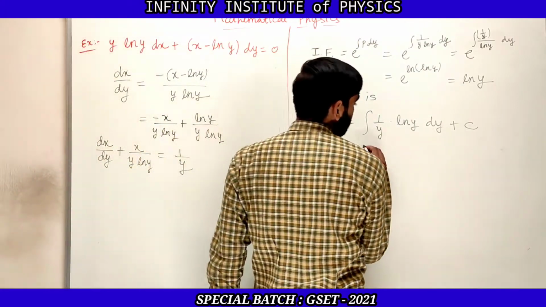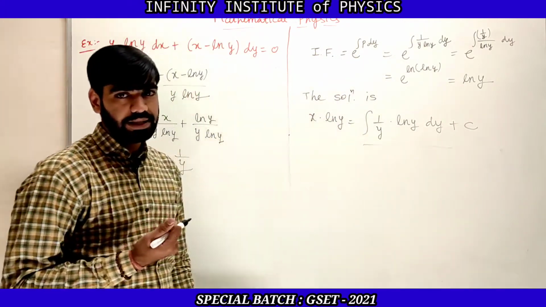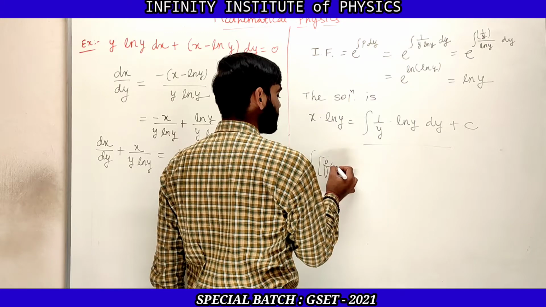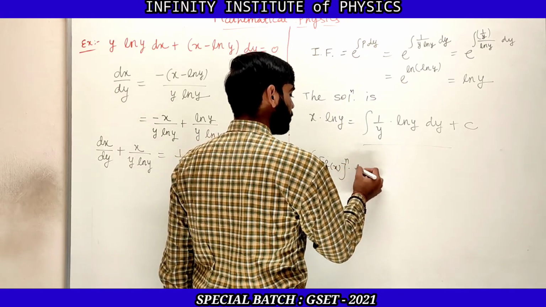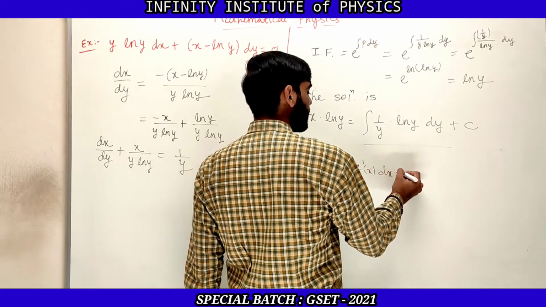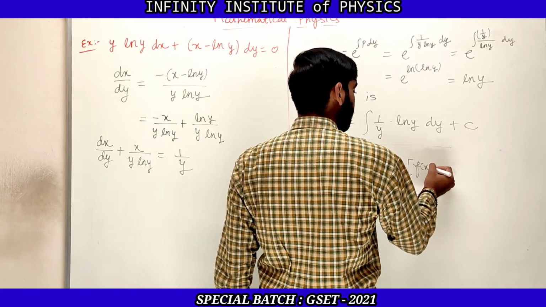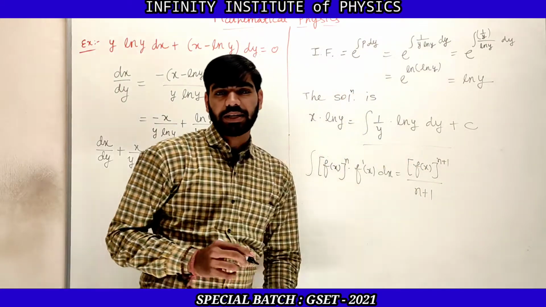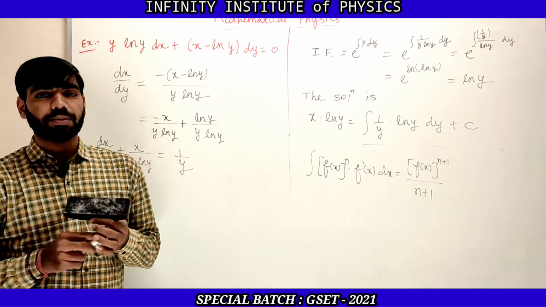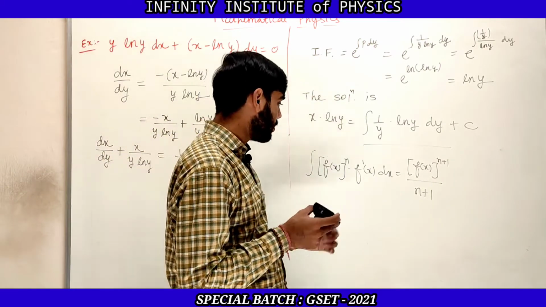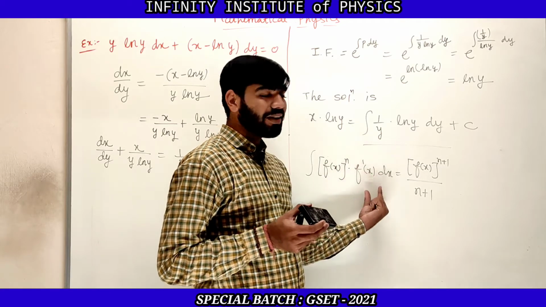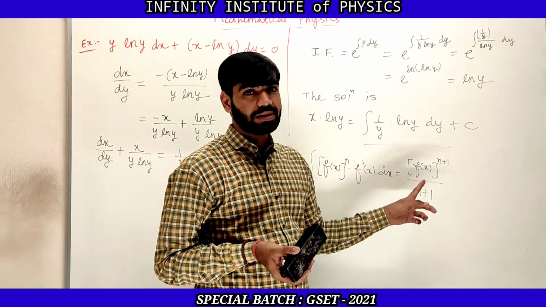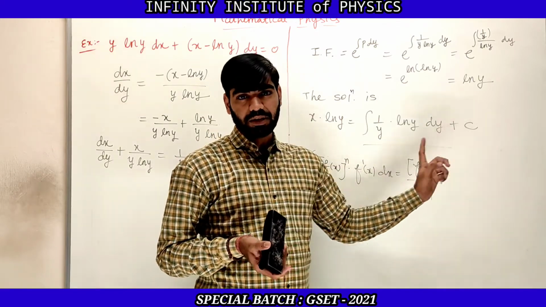Now on the right hand side we have this integration. So how to solve this integration? Again, one formula is that if we have f of x raised to n into f dash x dx, then the answer will be f of x whole raised to n plus 1 upon n plus 1. If we have a function raised to n into the derivative of the function dx, then this integration gives us the value f of x raised to n plus 1 upon n plus 1.